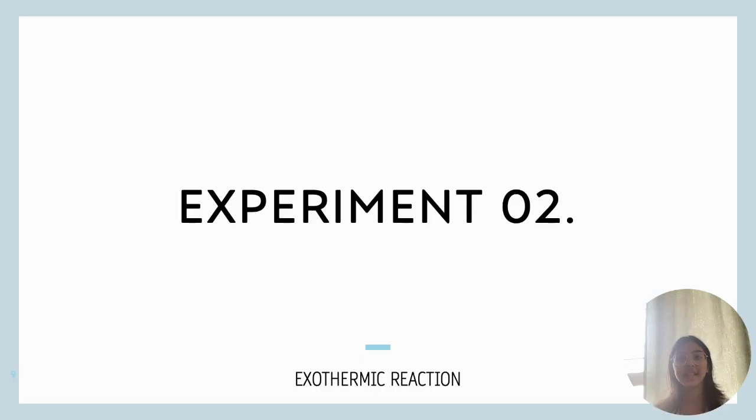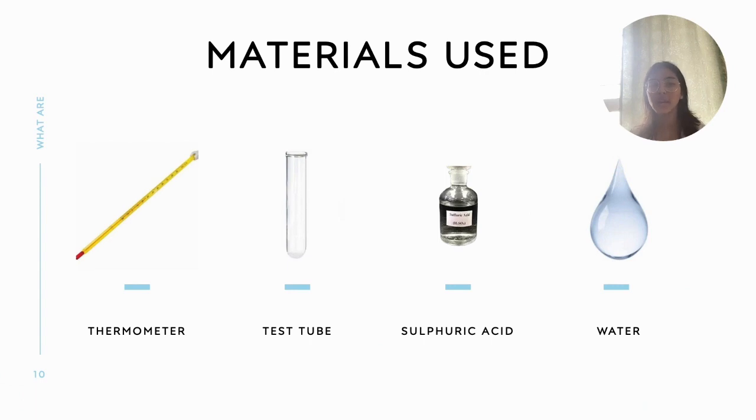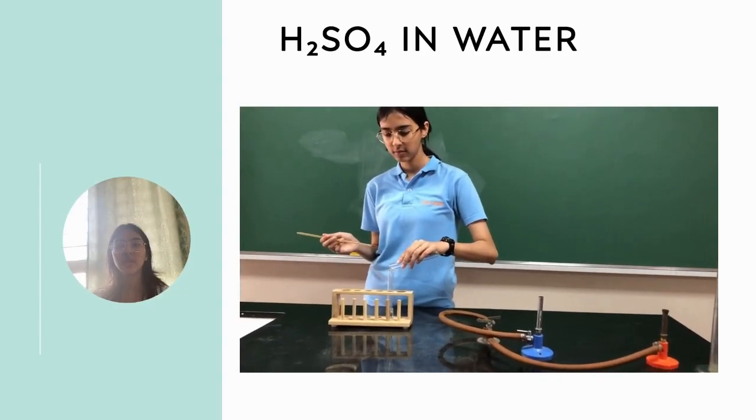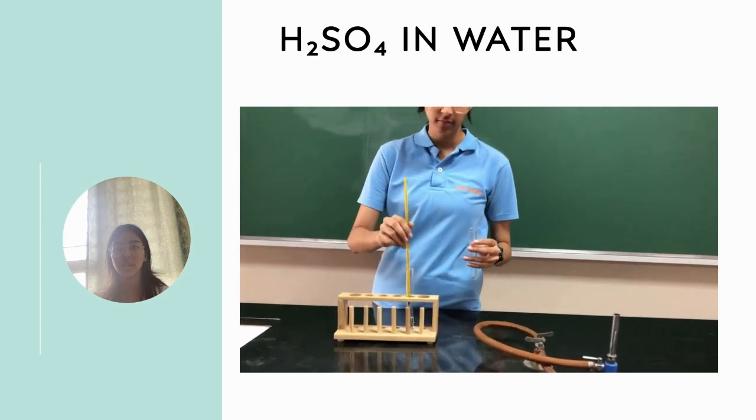The second and last experiment is an exothermic reaction. The materials required are as follows: a thermometer, a test tube, sulfuric acid, and water. Sulfuric acid, when introduced to water, undergoes an exothermic reaction.